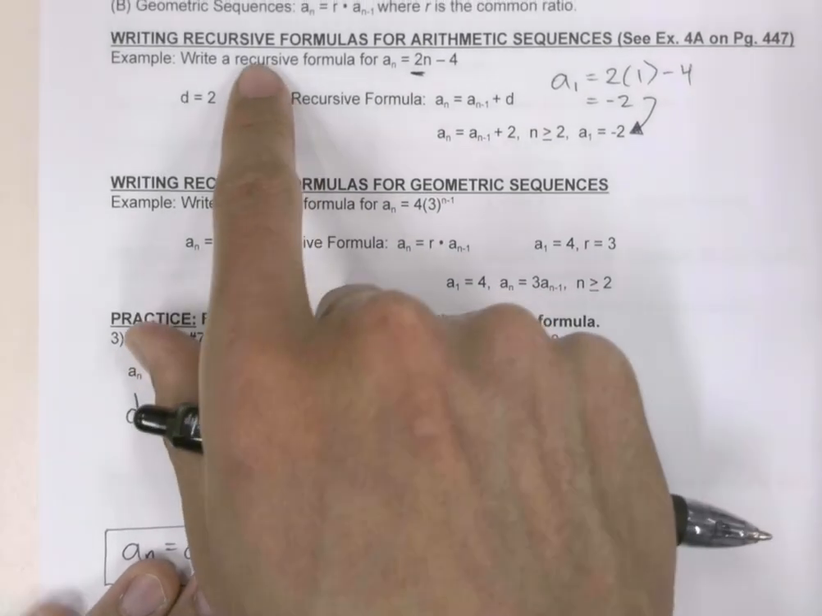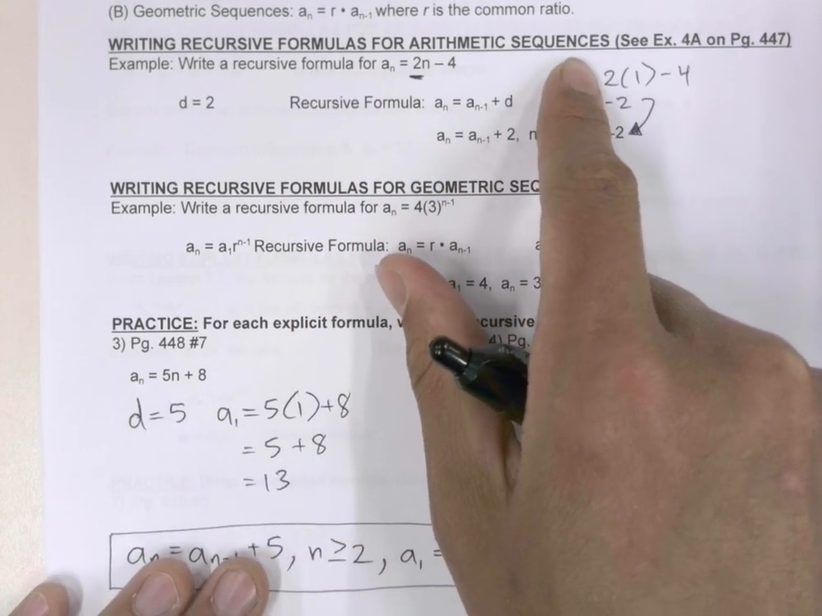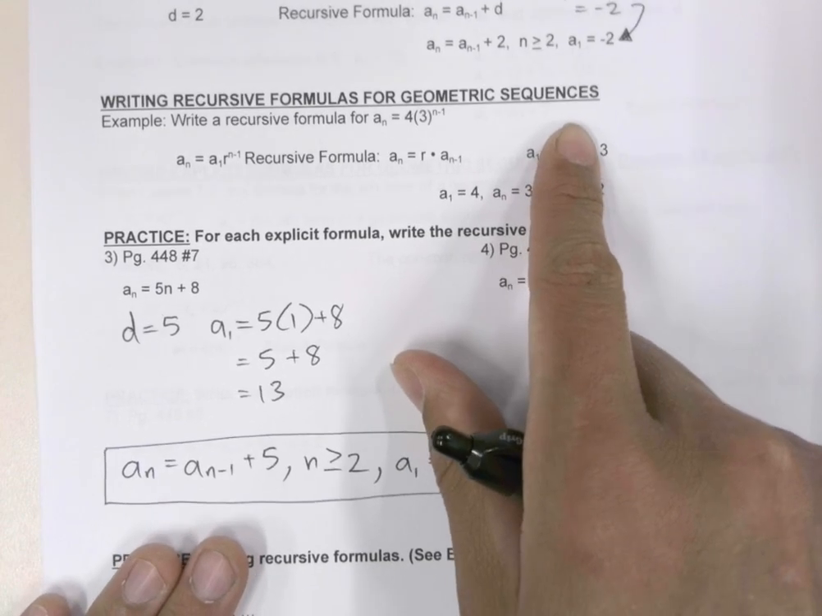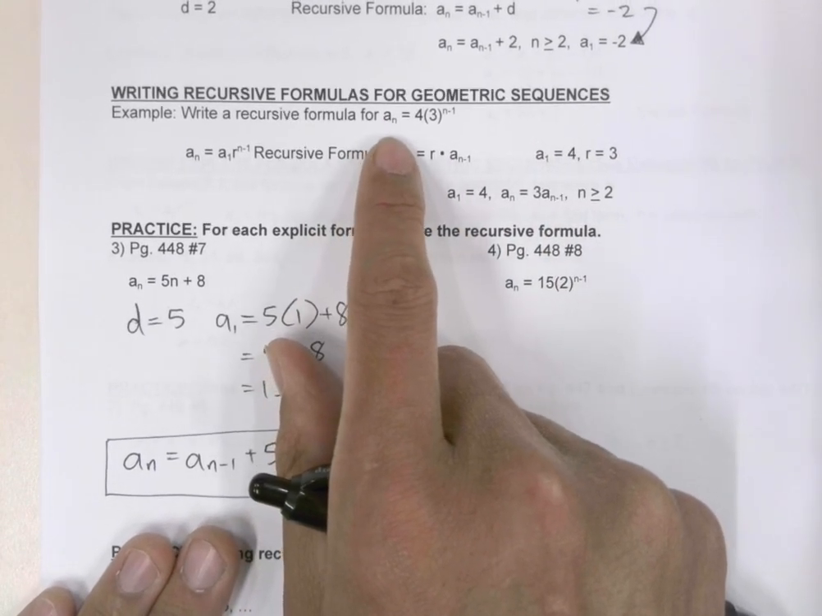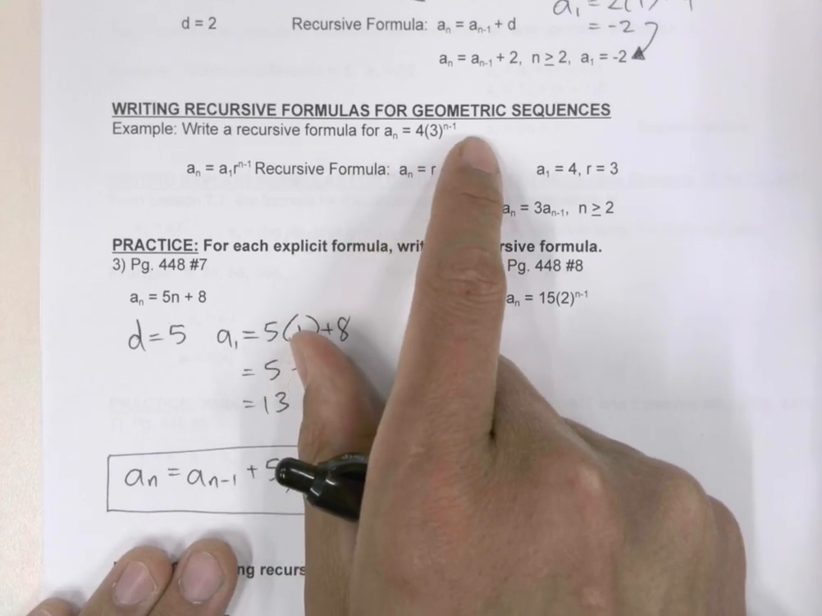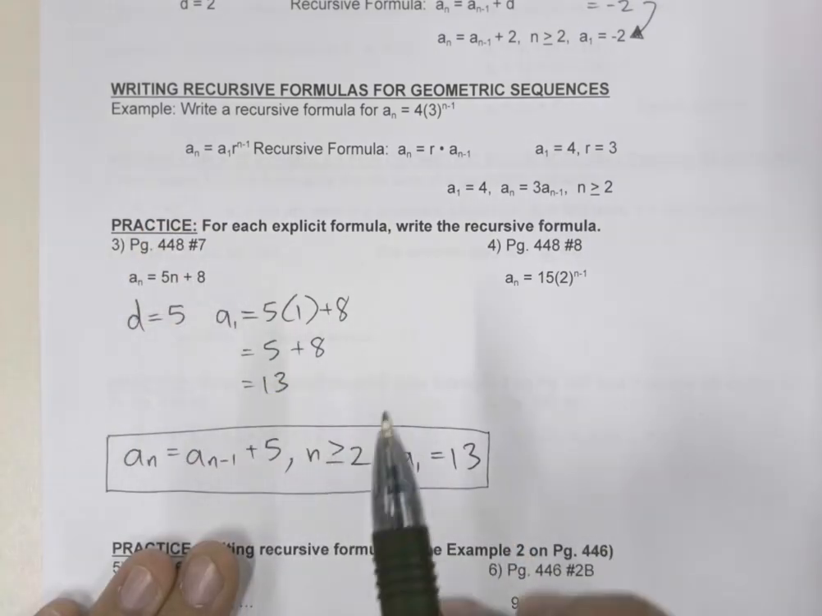Well, in the last video, we learned how to write the recursive formula for arithmetic sequences. Now let's write a recursive formula for geometric sequences. Here's our geometric sequence: a sub n is equal to 4 times 3 to the power of n minus 1. How do we write the recursive formula?